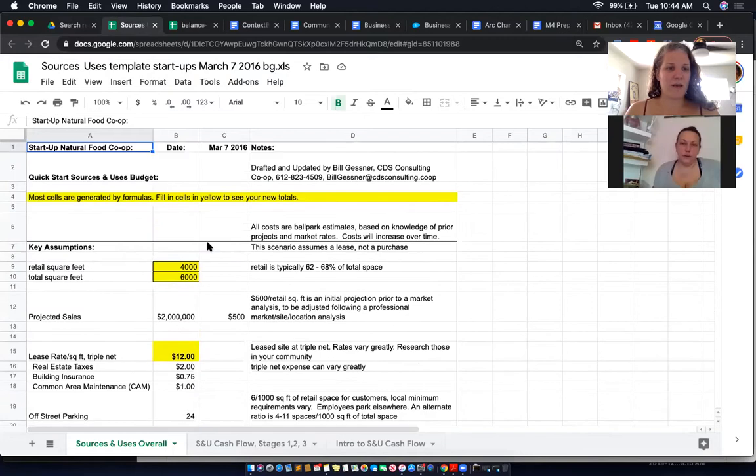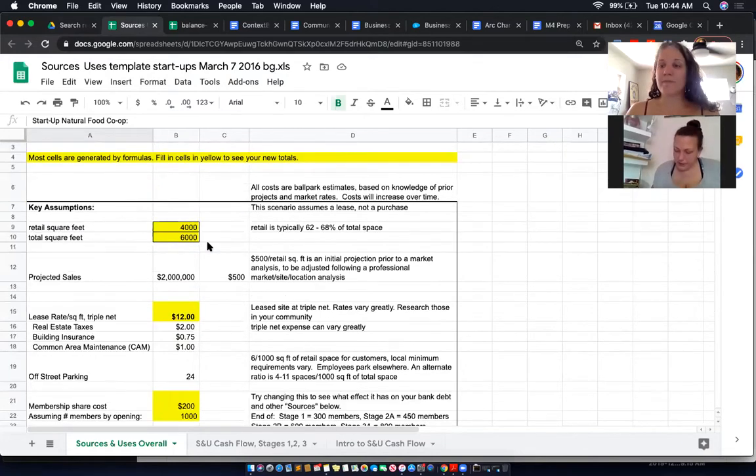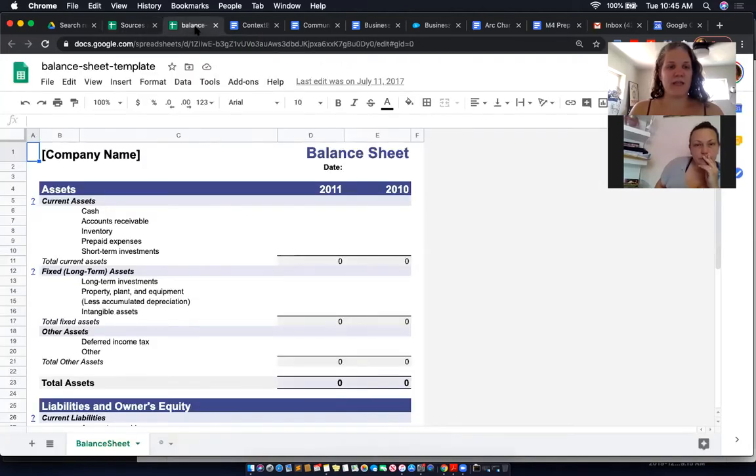Here's another template. So just for clarity, sources and uses is really a worksheet for startup costs only. Yes, you want to partition the operating costs from the costs to start it up and the capital required to start it up. So sources and uses is for startup. Cash flow is for month over month or year over year cash moving through the business. And then the other key document is a balance sheet.